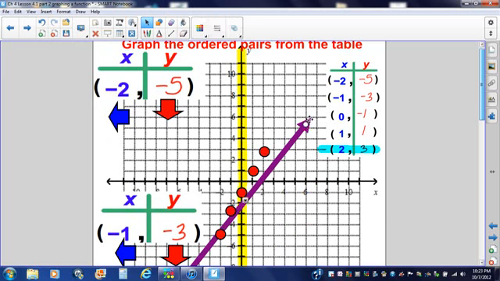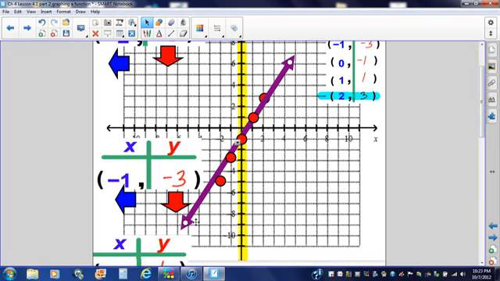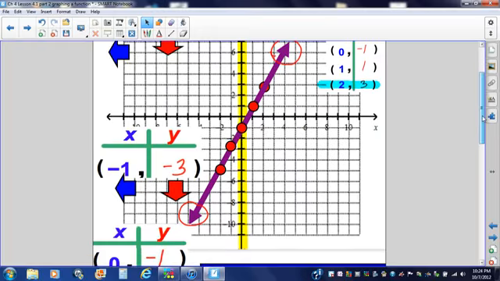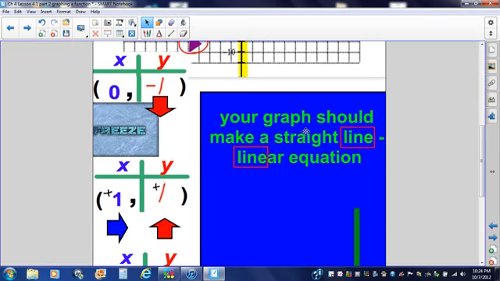Now, I'm going to take my protractor, or you are going to take your protractor, and you are going to connect the dots with a straight line. So we'll draw a line, and we'll put an arrow on both ends. Please put an arrow on both ends, because that means that this is a line that goes on forever. So we have graphed our function. Take a look at the screen here. Your graph should make a straight line.